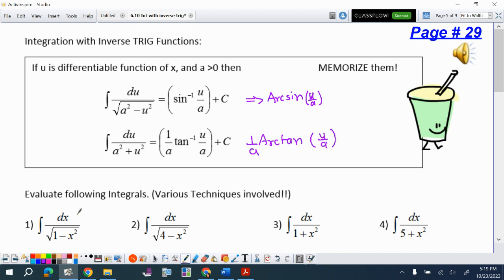Okay, so how do we know the difference between the two? There is a very easy way to see. Tangent inverse is the only one that has 1 over a as a coefficient. How do you get this? Again, it's a full page of algebra where you have to divide everything by a squared, and then the derivative of u over a is 1 over a, and then a lot of work. So just memorize these formulas and that's all. Tangent inverse always has a 1 over a as a coefficient.